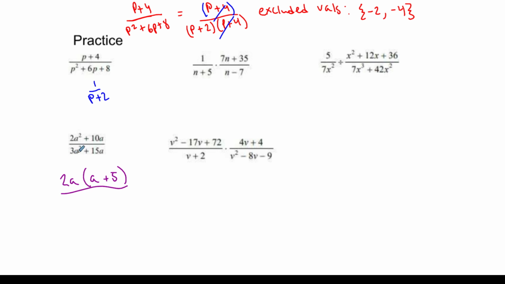I think I can take a 3a out of the bottom. 3 and 15 are both divisible by 3, and they both have an a. What am I left with here? I'm left with a plus 5 again.